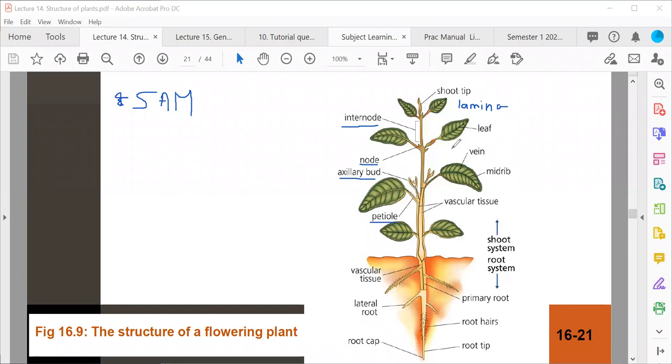All right. And we have these veins within the lamina of the leaf. And the veins, as you can imagine, that you can see, and the midrib, the major vein running down the centre, these are all parts of the vascular system, which is visible. Right, so that's the shoot system.